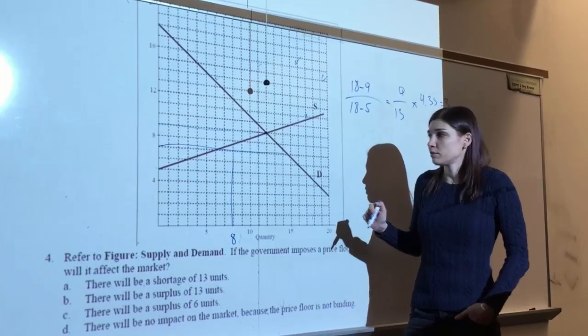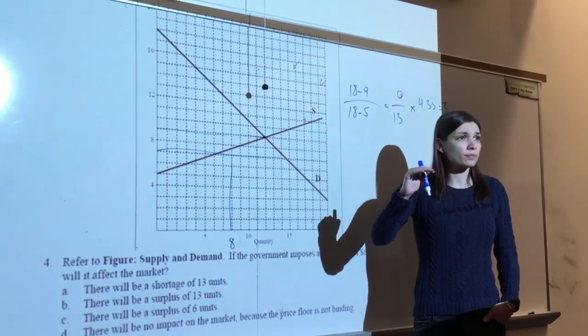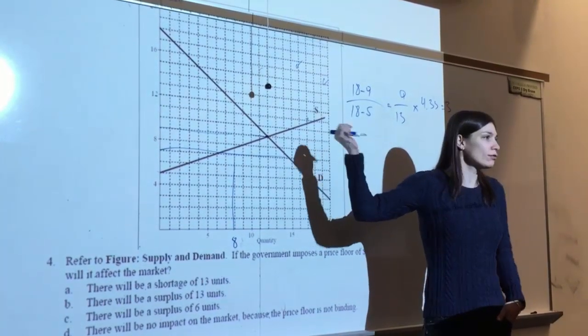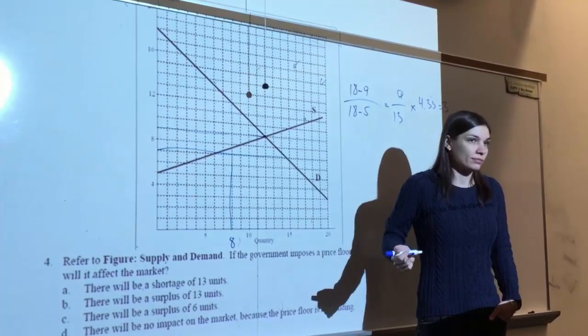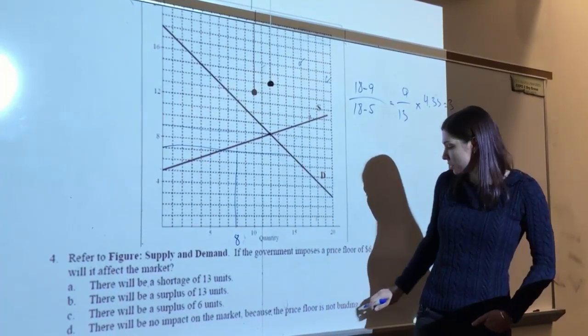Now, on the other hand, if this were a price ceiling of $6, then we would have a problem, because it would be illegal to sell at nine. Correct? All right. So in this case, the answer would be D.